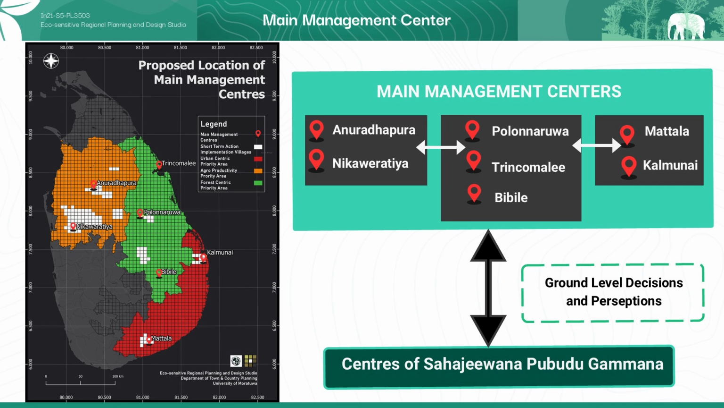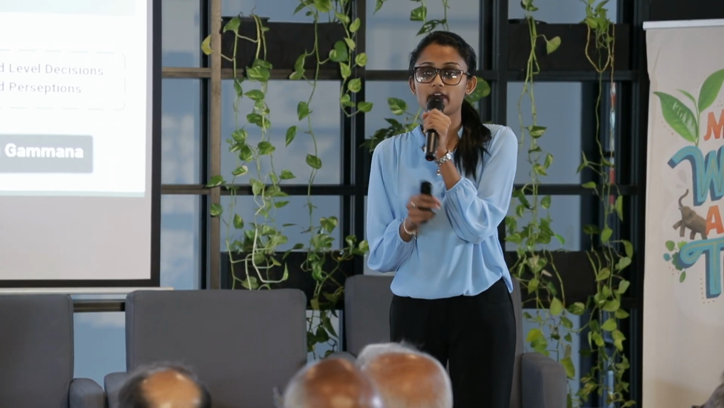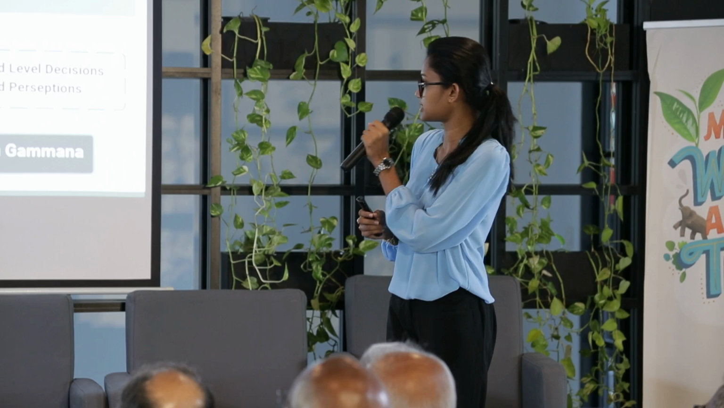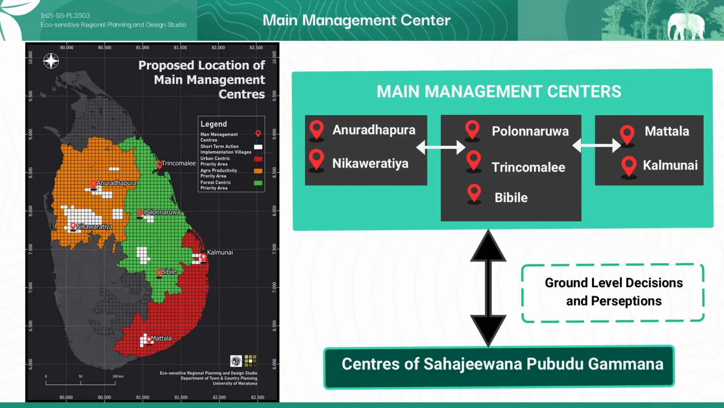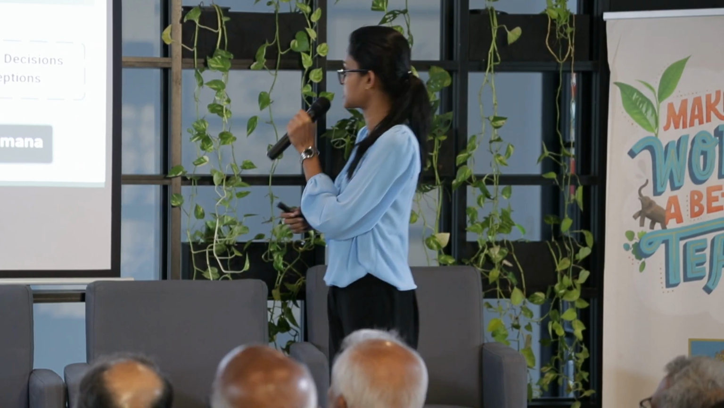So Navodi, is there any mechanism to upscale this Sahajivana Pubudu Gammana? Yes, for that we propose 7 main management centers for 3 priority areas. For the productivity-centric priority area, we propose Anuradhapura and Nikavaratiya as main management centers. Polonnaruwa, Trincomalee and Bibila for the forest-centric priority area. For the urban-centric priority area, we propose Mattala and Kalmune as main management centers.